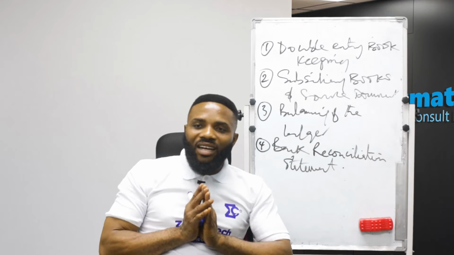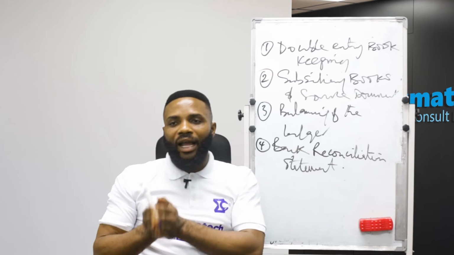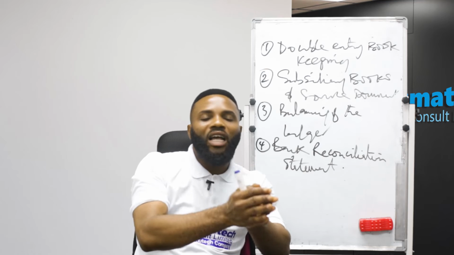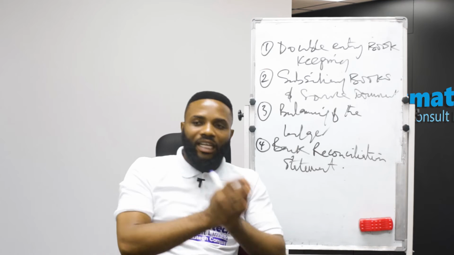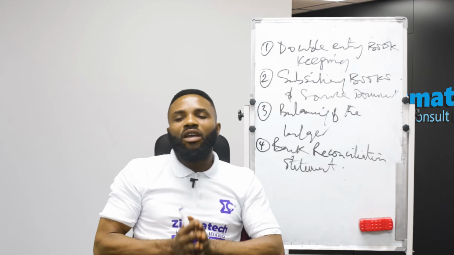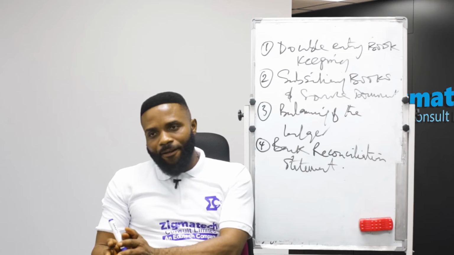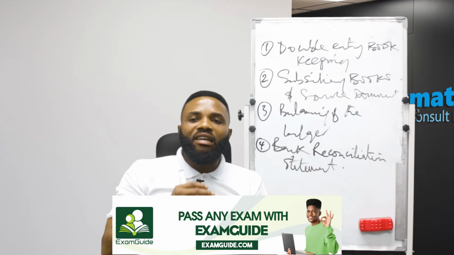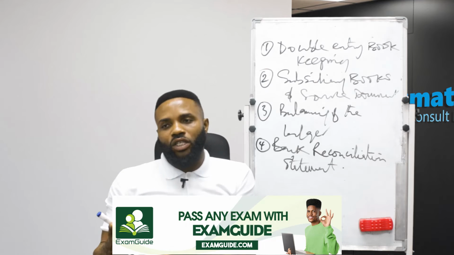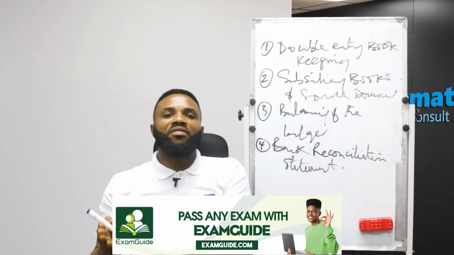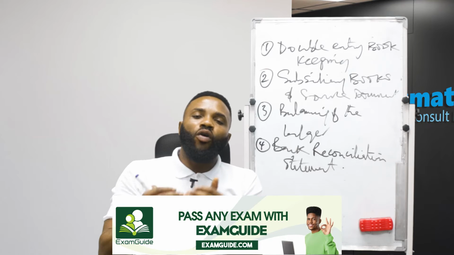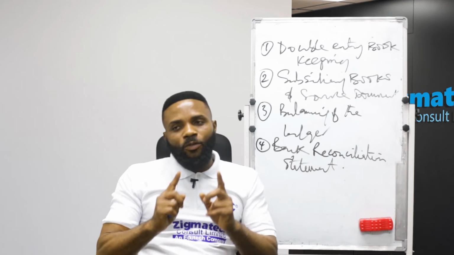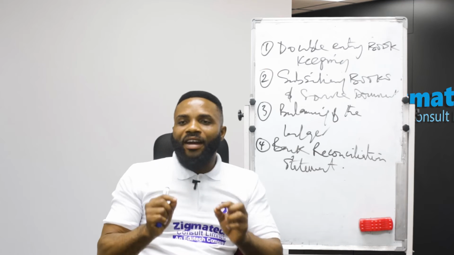One, understand that if it is debtors control account, whatever will increase what your debtors are owing you will be what? Debited. And whatever will decrease what they are owing you will be credited. But if it is creditors control account, whatever will increase what you are owing your creditors will be credited, and whatever will decrease what you are owing your suppliers will be what? Debited. So please don't forget, control account is very, very important.